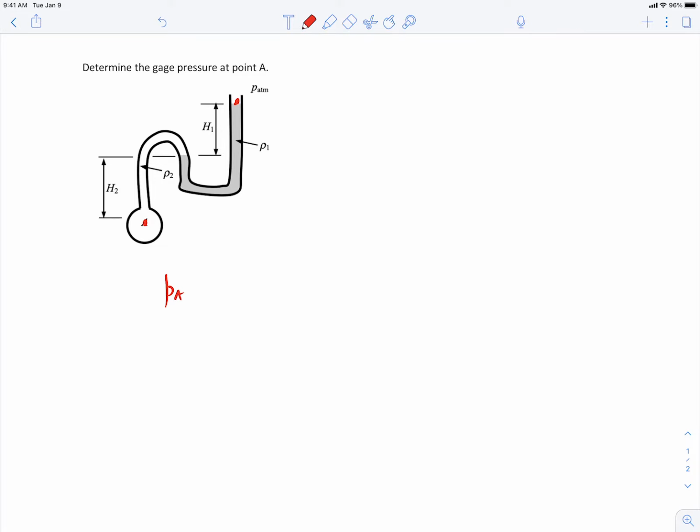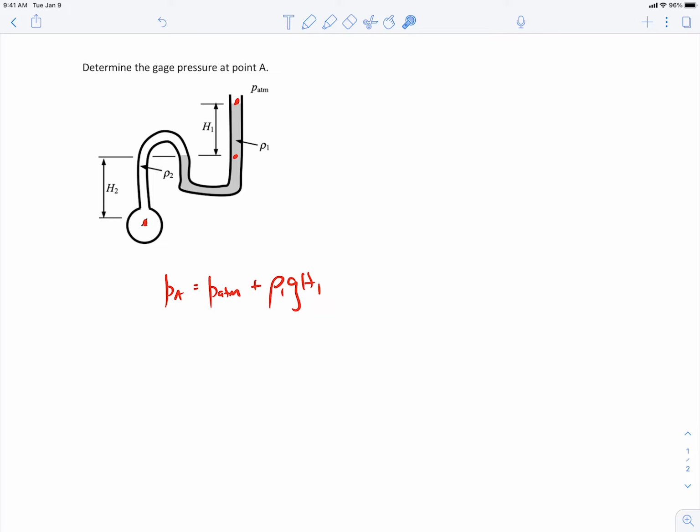So the pressure at A is going to be the pressure we start with, P atmosphere, since we're starting right up here at the top. We're going to move down a distance of h1 in this fluid with density ρ1. So we're going to get down to this point right here. So we're going to add in the weight of that fluid.